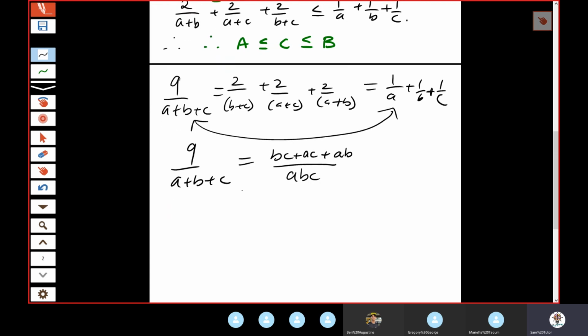So what do we got? We've got sum of roots multiplied by sum of roots 2 at a time over product of roots. So BC plus AC plus AB is the sum of roots 2 at a time. 9, and the sum of roots 1 at a time. Let's give it to your product of roots.